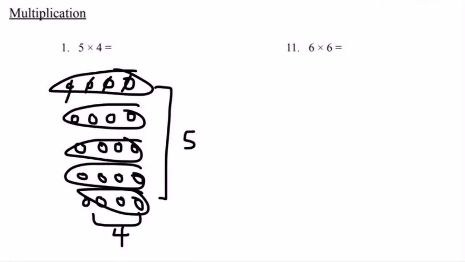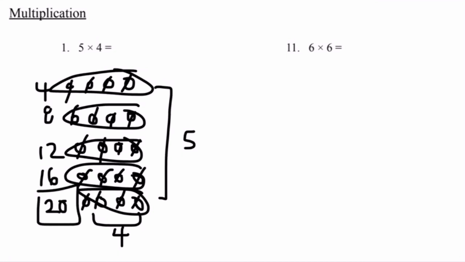1, 2, 3, 4, 5, 6, 7, 8, 9, 10, 11, 12, 13, 14, 15, 16, 17, 18, 19, 20. So our final answer for 5 groups of 4, or 5 times 4, should equal 20.